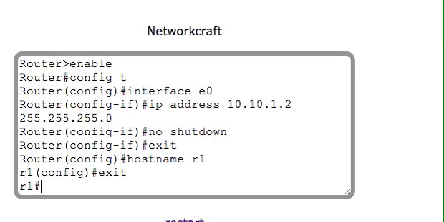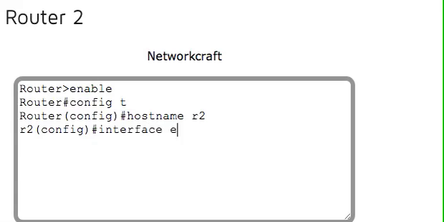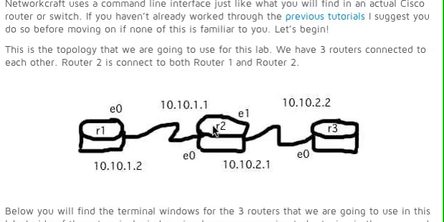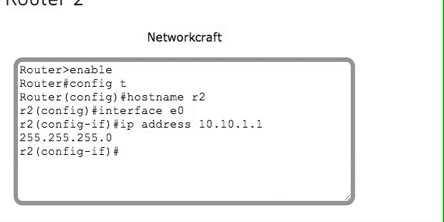Okay, now let's set up router 2. Go here and type in enable, go into configuration mode, change the host name to R2. See here, interface mode, interface E0, we're going to do first. And we're going to assign it an IP address of router 2, E0, 10.10.1.1. Go back down. IP address 10.10.1.1 and then 255.255.255.0. And to turn it on, no shutdown. Okay.